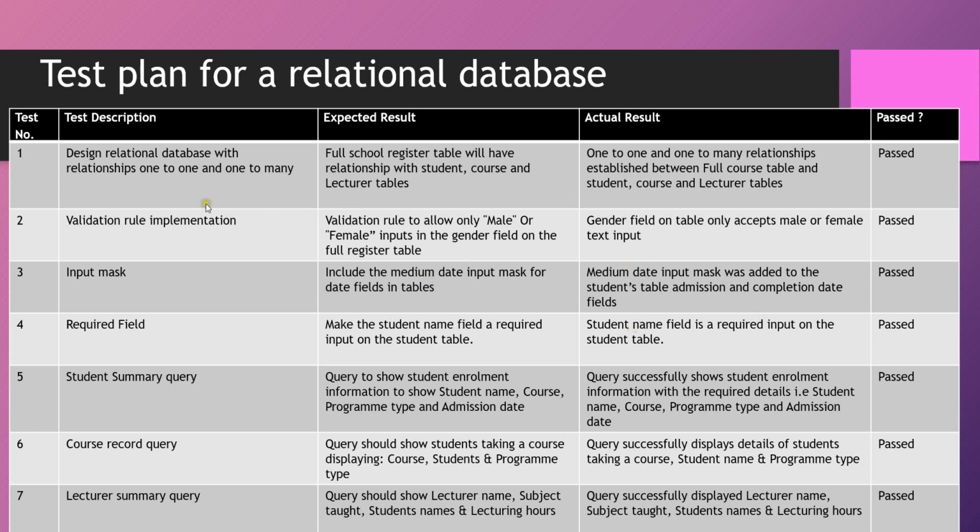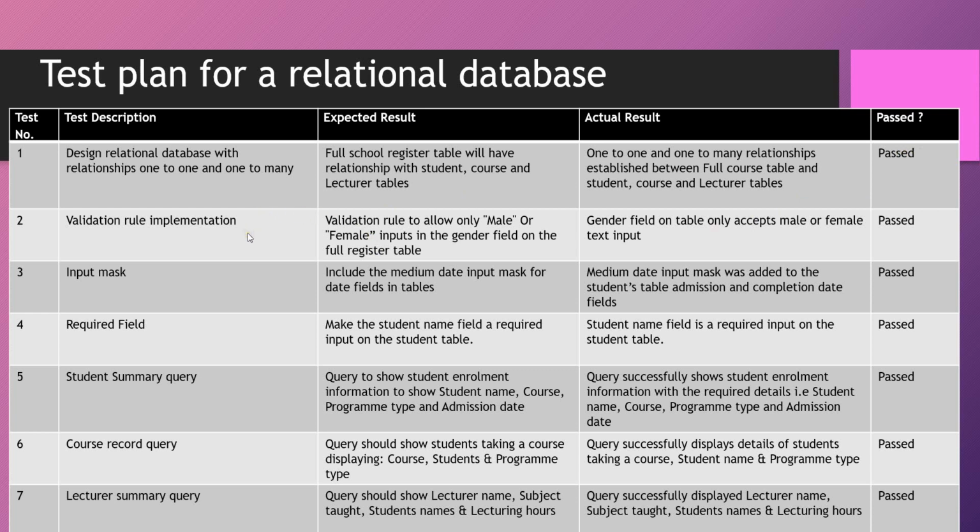So the first test here, in no particular order, the first thing was to design a relational database with relationships one to one and one to many. And the expected result was to have a full school register table which will have a relationship with student, course, and lecturer tables. Remember, you will provide evidence for each of these tests, whether passed or not. So, the actual result is one to one and one to many relationships established between the full register table and student, course, and lecturer tables. Okay, we had four different tables and we established relationships one to one and one to many. So at the end of the day, it passed.